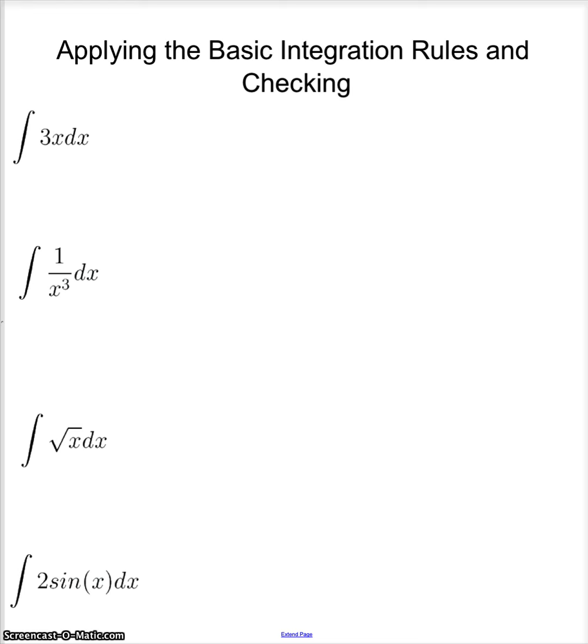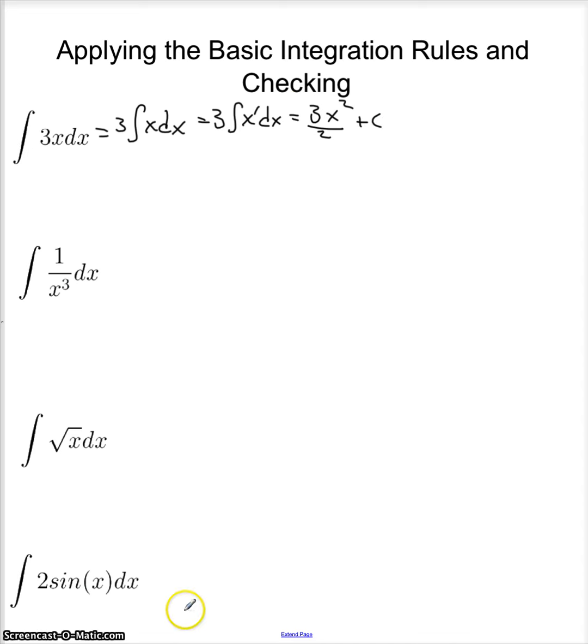Now, what I want you to do is apply the basic integration rules and check for a number of these problems. So let's see. I'm going to factor the 3 out because I can do that. 3 times the integral of x dx. All right, now I'm going to rewrite this as 3x to the first power. And now I'm going to apply the integration rule. For integration, you raise the power by 1 and divide by the power and add your constant.